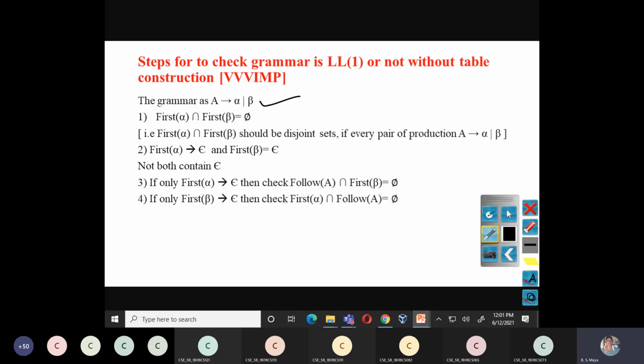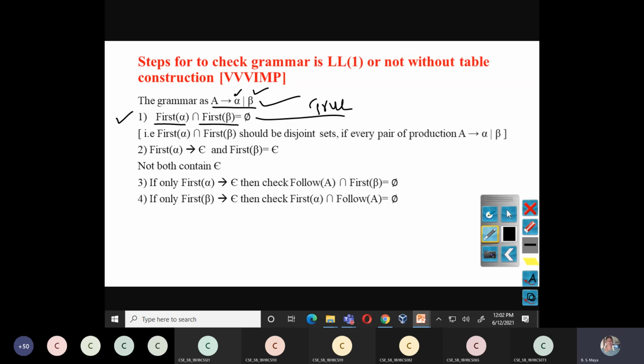What is the first condition? You have to first check first of alpha intersection first of beta. I'll have to take that as the first rule. If any one of the rules is false, then you can say the given grammar is not LL1. So the first rule says the grammar is A derives alpha or beta, then you check first of alpha intersection with first of beta is equal to empty. I am not getting any common symbol between first of alpha and first of beta. Then I can say the condition is true.